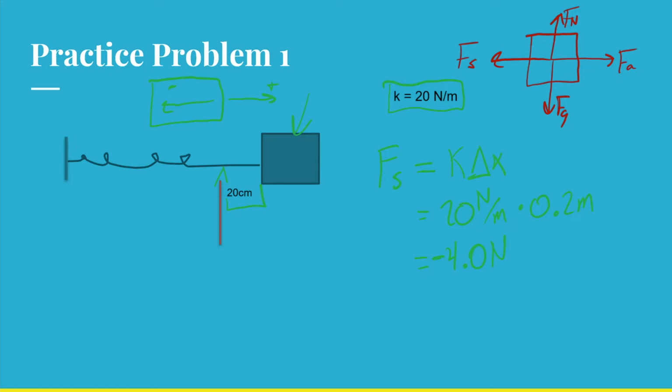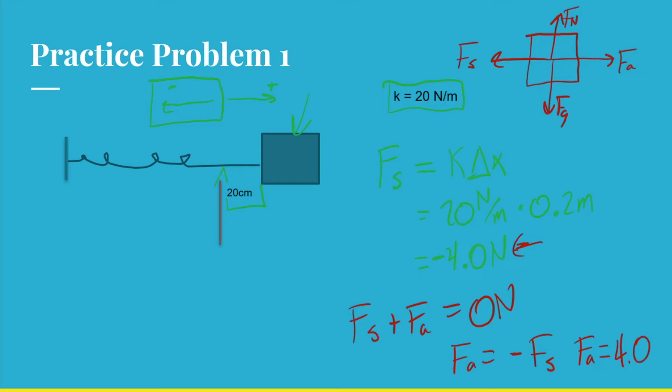If the problem says you're holding it at rest, we can say that Fs plus Fa should be equal to 0, which means that Fa should be equal to negative Fs. So if I plug in what I got here, we should find that the applied force should be 4.0 newtons. That is the force required to hold it in place that far away from the equilibrium point.